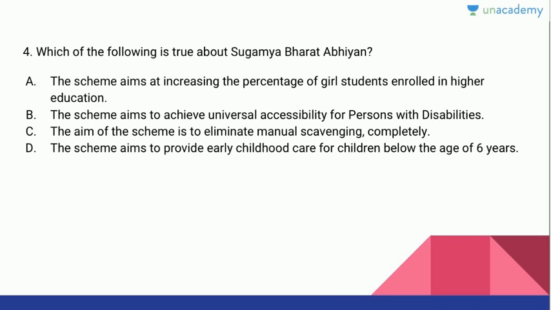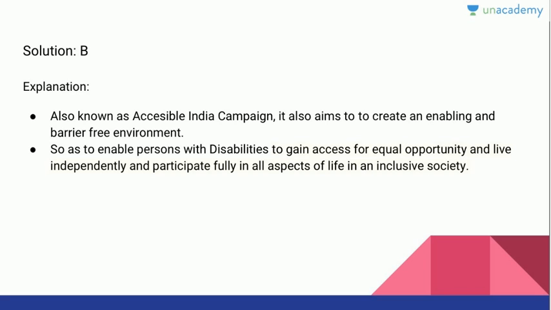Which of the following is true about Sugamya Bharat Abhiyan? Okay, so it is basically for persons with disability schemes. So answer is B, so that they can have universal accessibility. It is also known as Accessible India campaign. It also aims to create an enabling and barrier-free environment so as to enable persons with disabilities to gain access for equal opportunity, live independently and participate fully in all the aspects in an inclusive society, so that they can also realize their true potential. Whatever they want to achieve in life, they can go and get it.